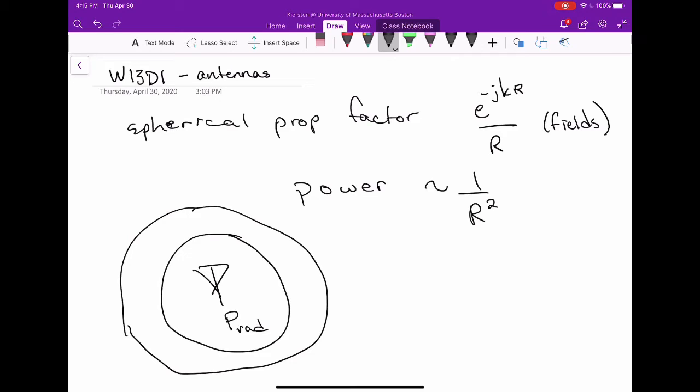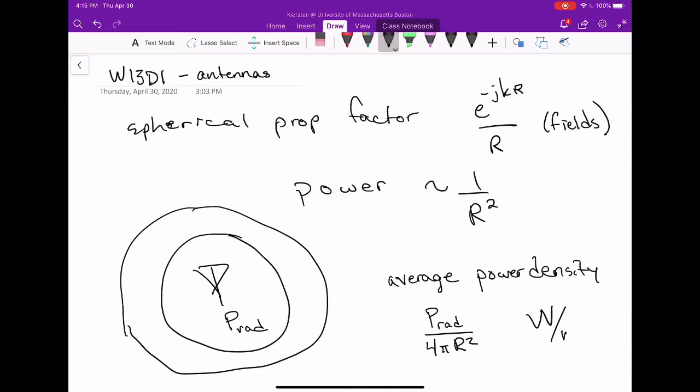on average, the power density over the surface of that sphere is going to be P rad divided by the surface area of the sphere, 4 pi r squared, in watts per meter squared. So that's always going to be the average power density radiated by a source.